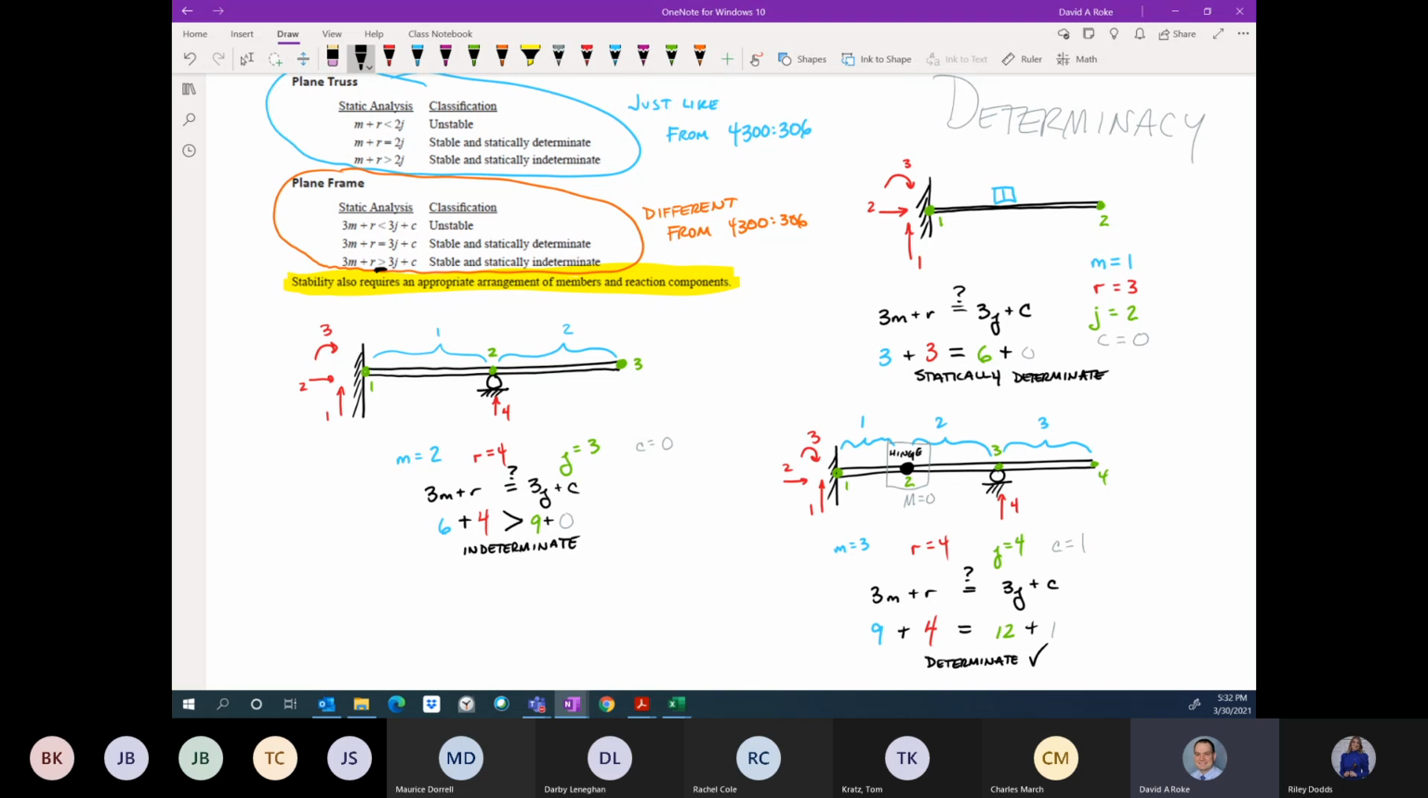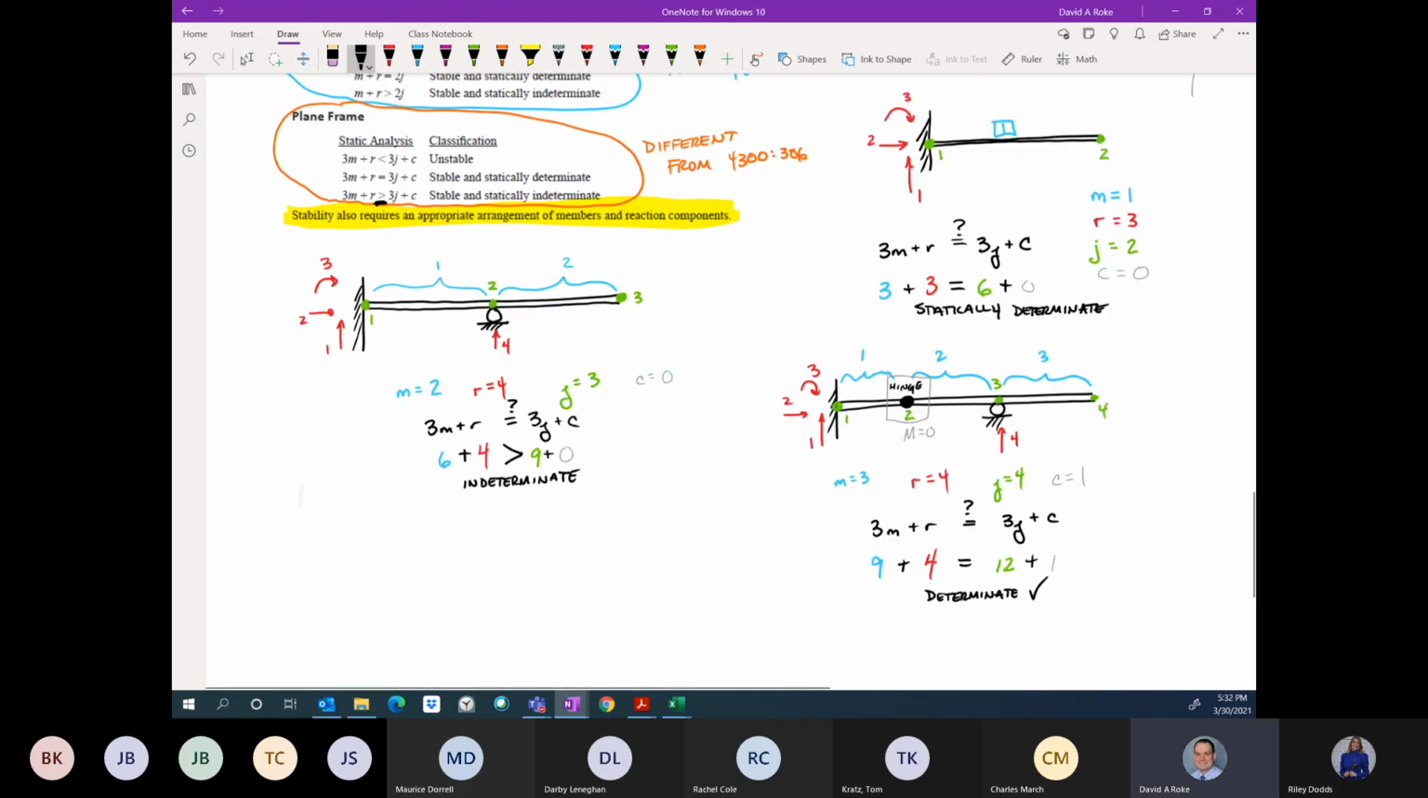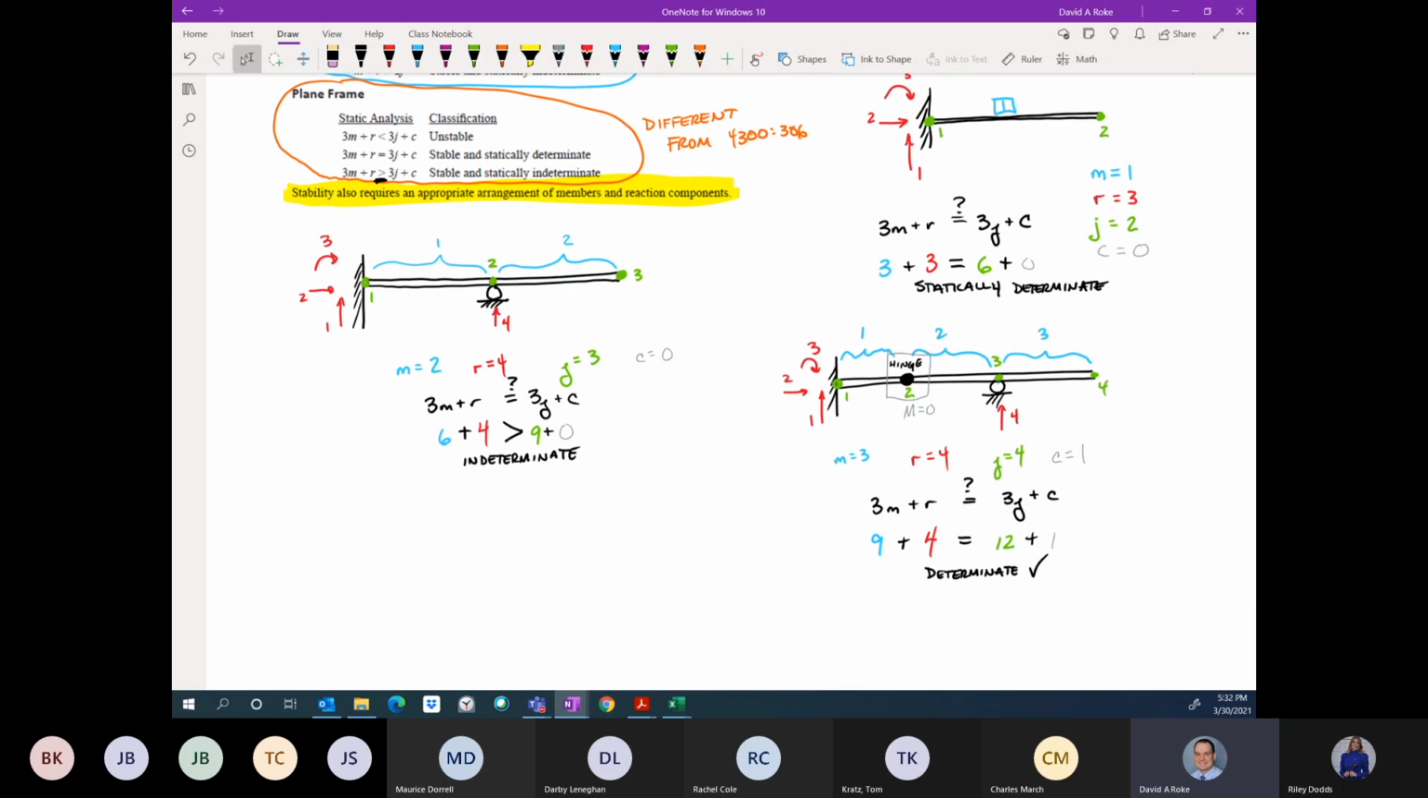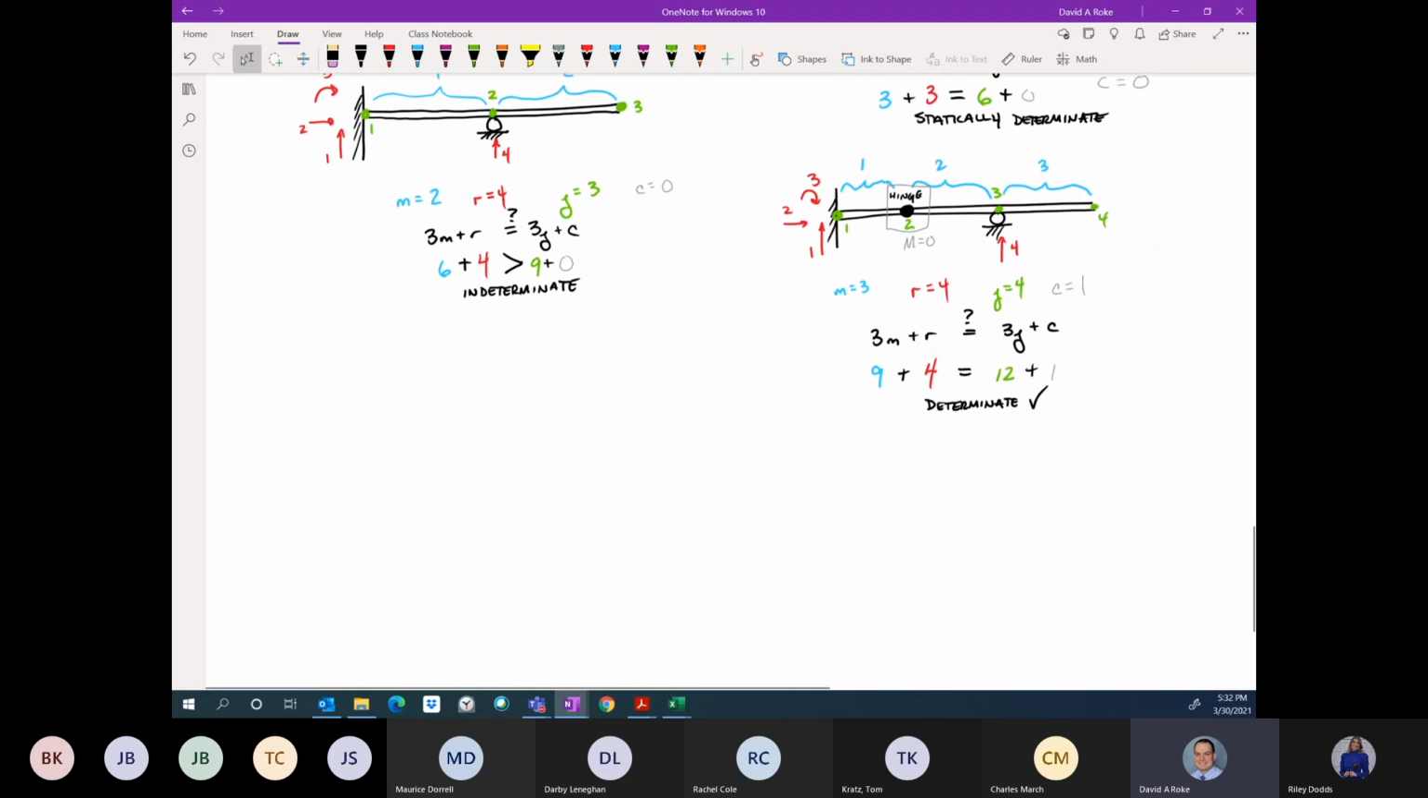The last thing I want to go through here real quick, arguably, is that stability requires an appropriate arrangement of members and reaction components. So the appropriate arrangement of members, you should first think in terms of truss members for that. So first of all, if you don't have enough reactions, you have an unstable structure. For instance, when I have a beam supported by 2 rollers, I have 2 reactions. I need 3 for it to be stable, right? M is equal to 1, R is equal to 2, J is equal to 2. We have 5 on the left side, 6 on the right side. This is unstable. That's what the math tells us.